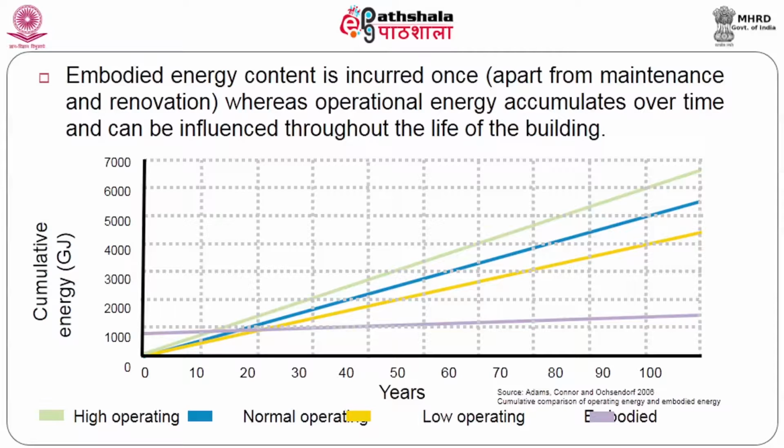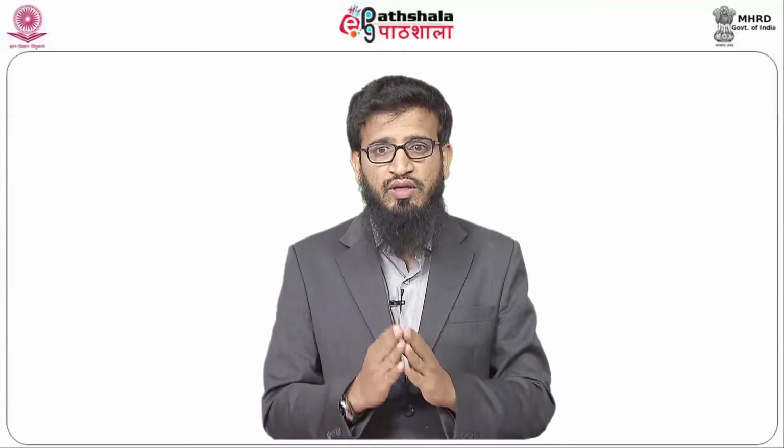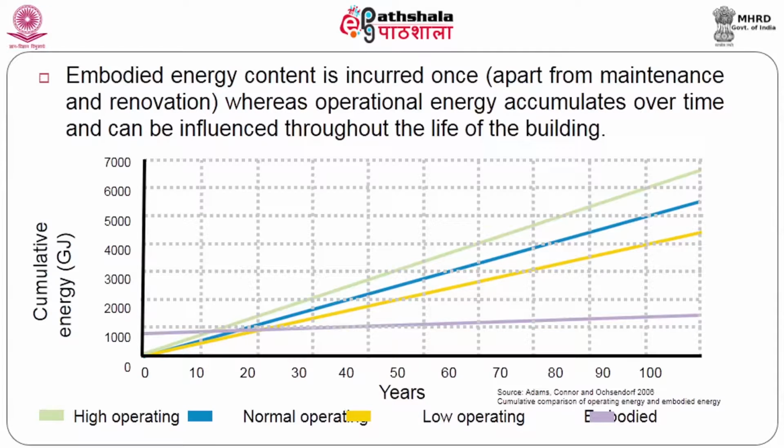A high operating building is very similar to office spaces, where you are using chillers, equipment, pumps and all those things, so the operational energy would be higher. By 10 years you will be able to meet each other. But for a low operating building like a house, it takes almost 20 years to reach the embodied energy that is used in the building.